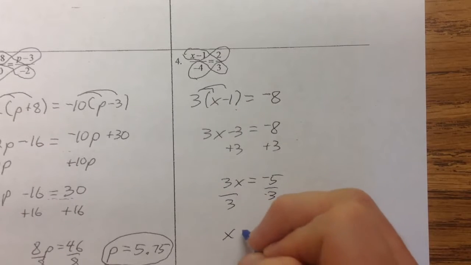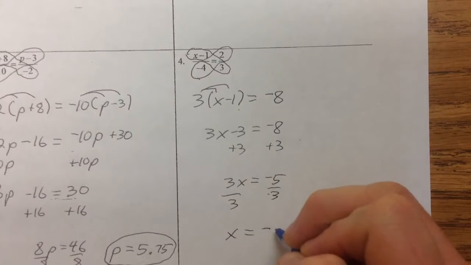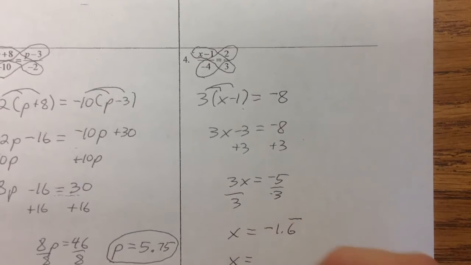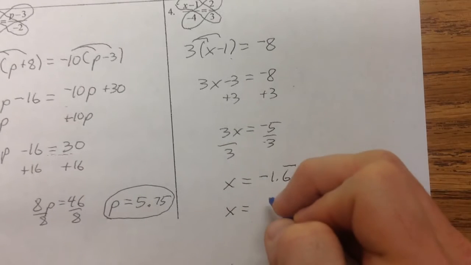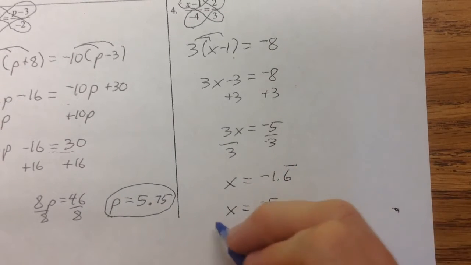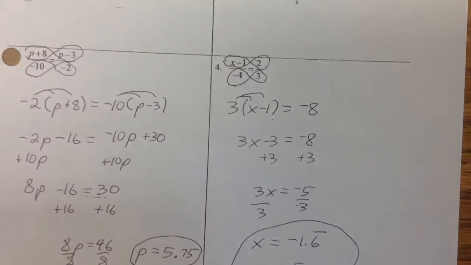X equals... Now there's two different ways you could write this answer. One way is to write it as negative 1.6 repeating. Or if you'd rather just leave it as a fraction, you can just write it as x equals negative 5 over 3. And either one of those would be fine. So both of those answers are fine for this one. Okay, let's take a look at what we have on the back.